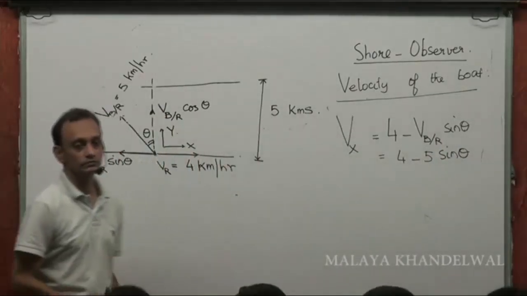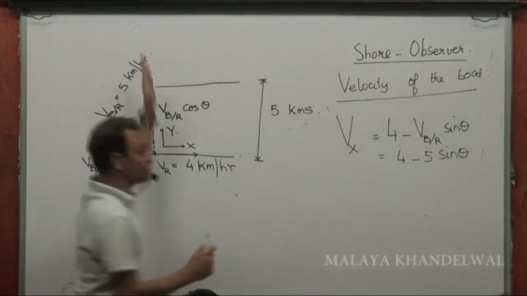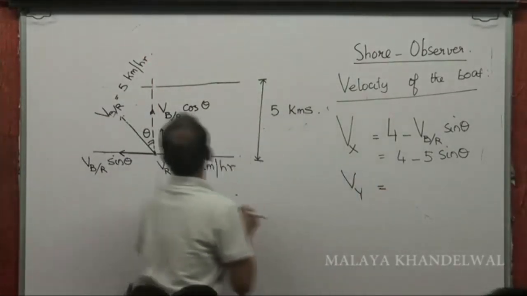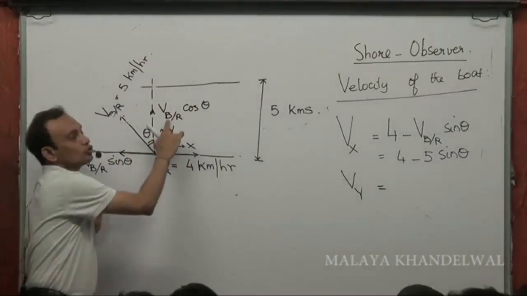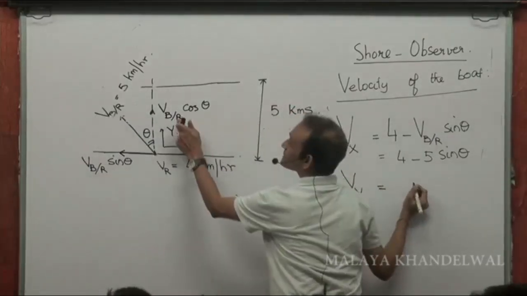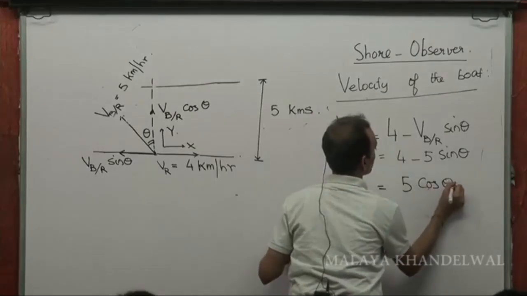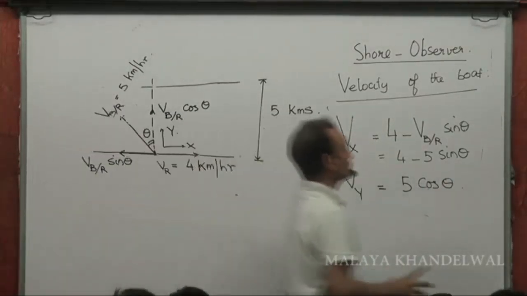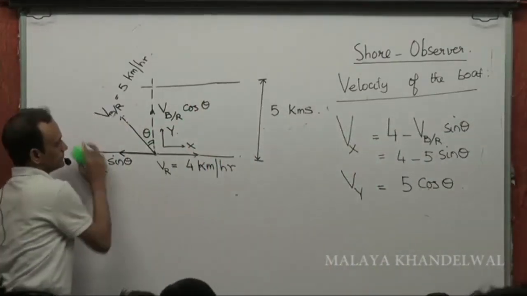Right? Yes or no? The y component of the true velocity of the boat would be the resultant of all these vectors in this direction, which is going to be VBR cos theta. VBR is 5, so this is 5 cos theta. Yes or no? Right? Now, putting these facts in perspective, can I wipe this off?